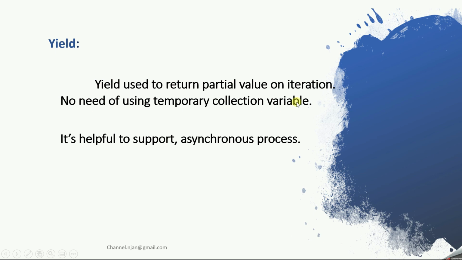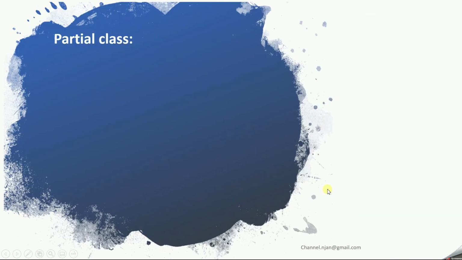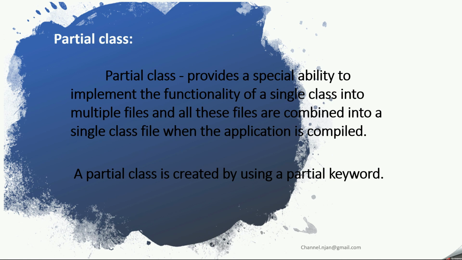Yield is used to return partial value on iteration. No need of using a temporary collection variable. It is helpful to support asynchronous process. You got it? Okay, let's move on to the next.